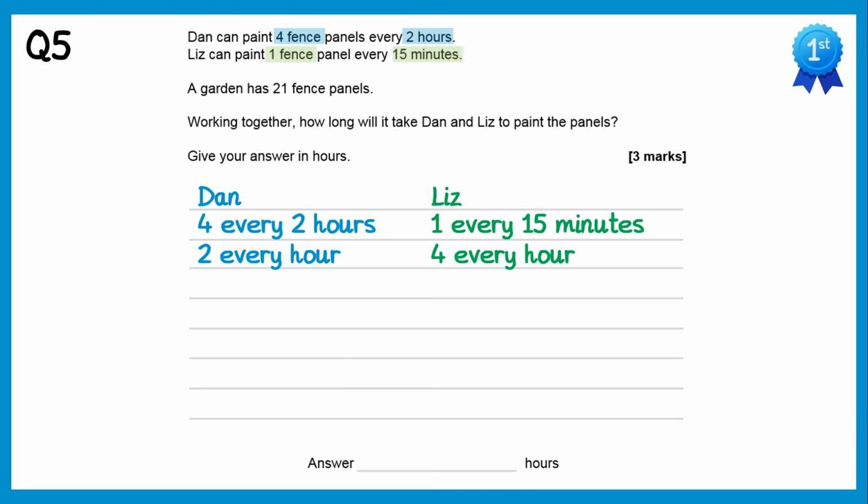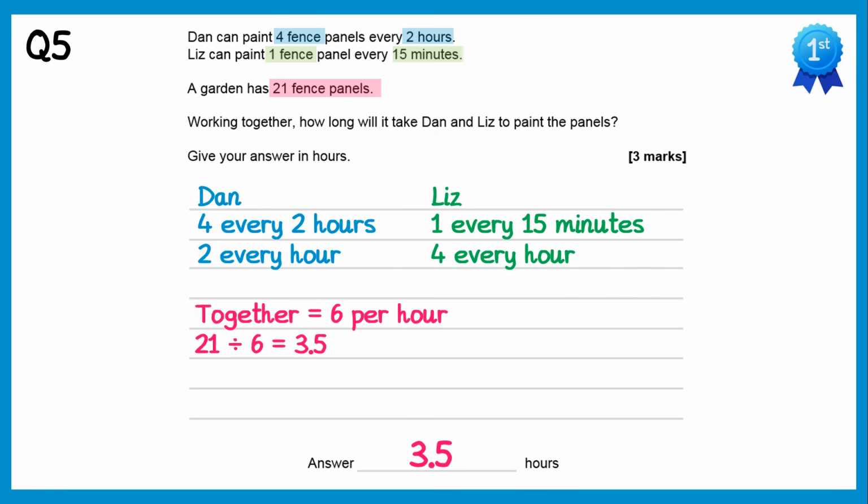Working together though, they would do 2 plus 4, so 6 per hour. The question said how long will it take them to paint 21 fence panels? So all we're going to do here is 21 divided by 6, which gives 3.5. So the answer to the question is 3.5 hours.